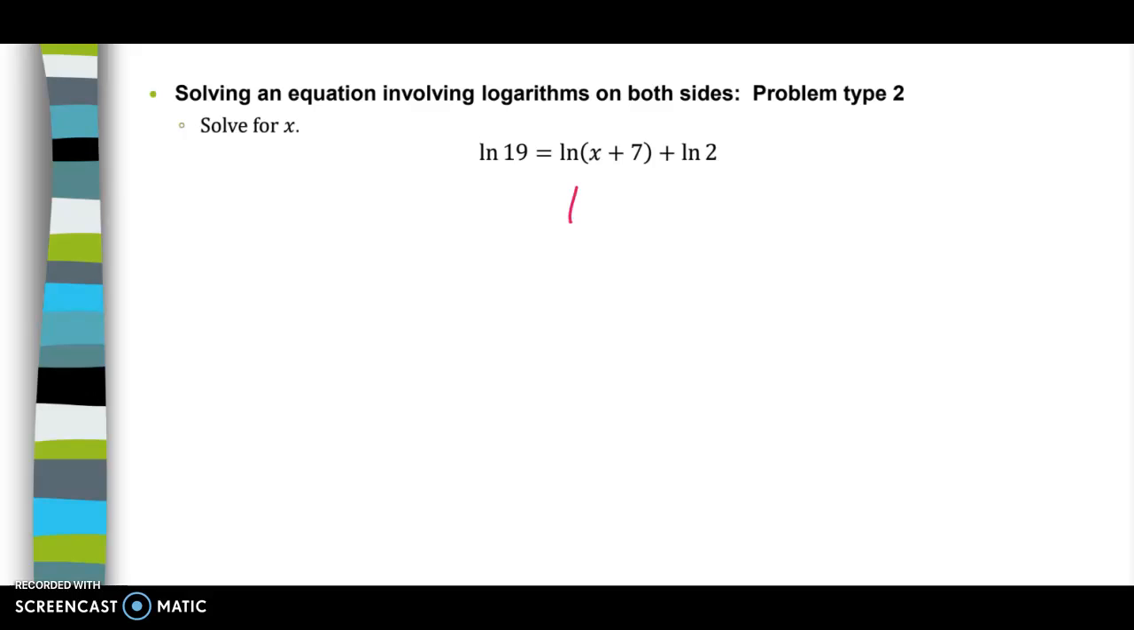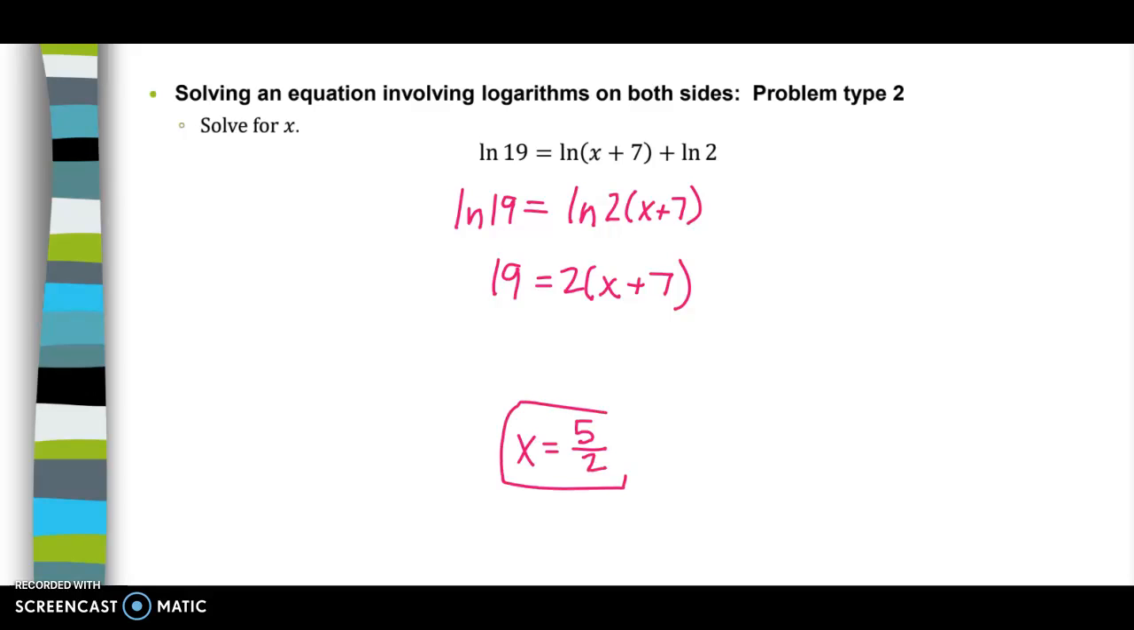What we're going to do is we're going to take the natural log of 2 times x plus 7 on that right hand side, and that's equal to the natural log of 19. So once we have the same bases we can solve, we'll get 19 equals 2 times x plus 7. In the end, after solving, I want you to go ahead and solve through this. We should get x equals 5/2.